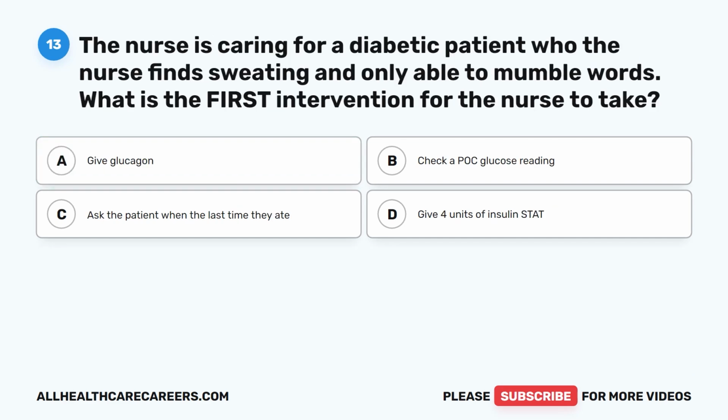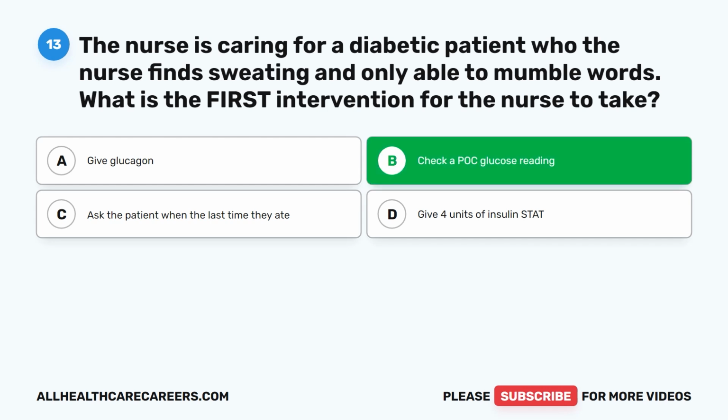Question 13. The nurse is caring for a diabetic patient who the nurse finds sweating and only able to mumble words. What is the first intervention for the nurse to take? A. Give glucagon. B. Check a POC glucose reading. C. Ask the patient when the last time they ate. D. Give 4 units of insulin stat.